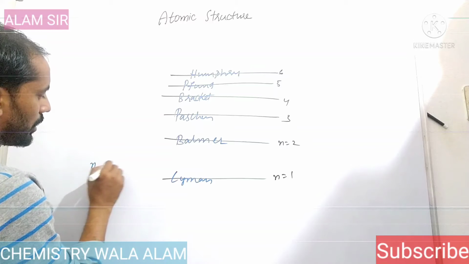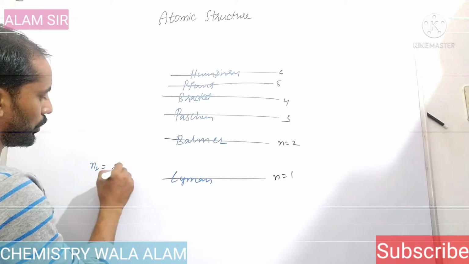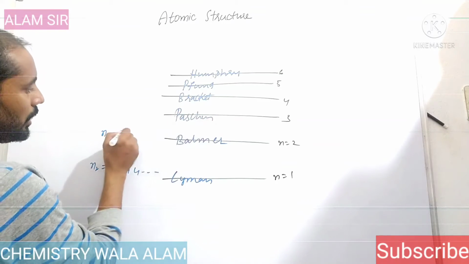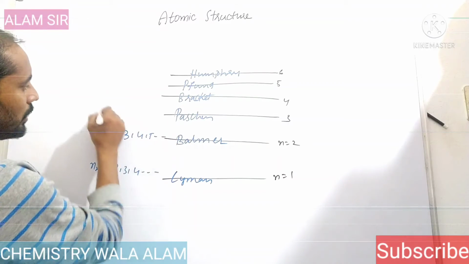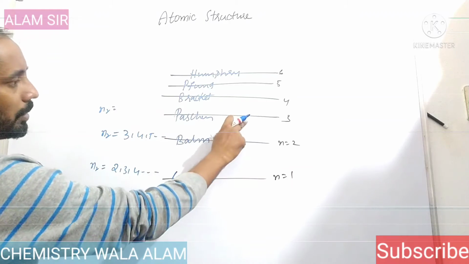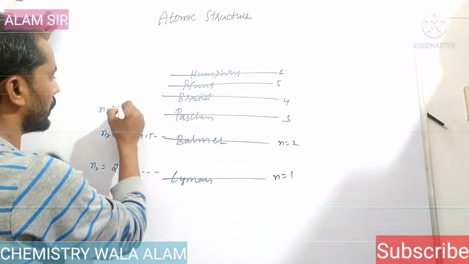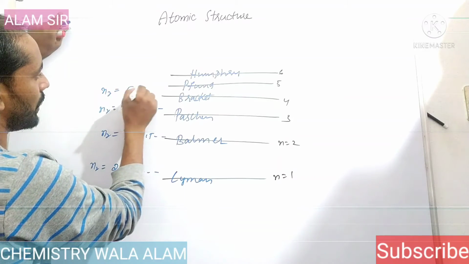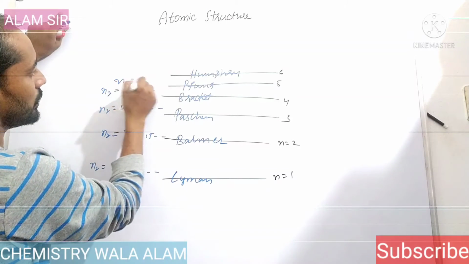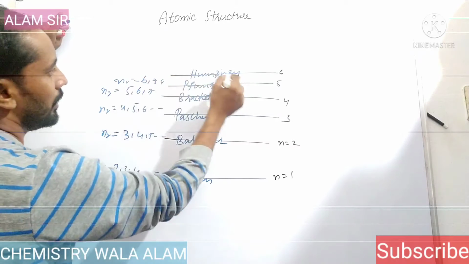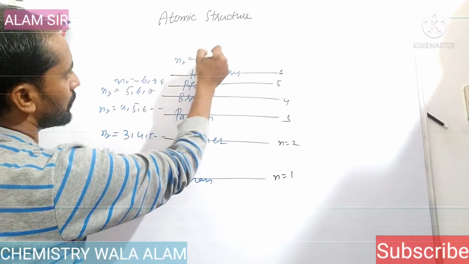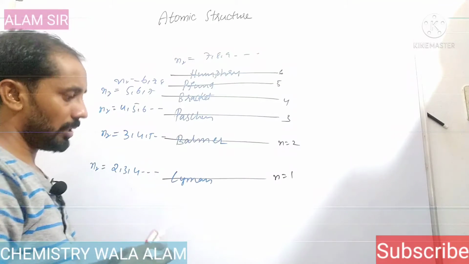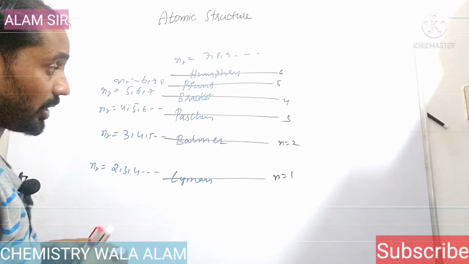Here n2 values are 2, 3, 4 and so on. Here n2 values are 3, 4, 5 and so on. Here n1 value is 3, so here n2 is 4, 5, 6 and so on. Here n2 is equal to 5, 6, 7. Here n2 is equal to 6, 7, 8. So here n2 value is equal to 7, 8, 9 and so on. Okay, so this is the hydrogen spectrum.